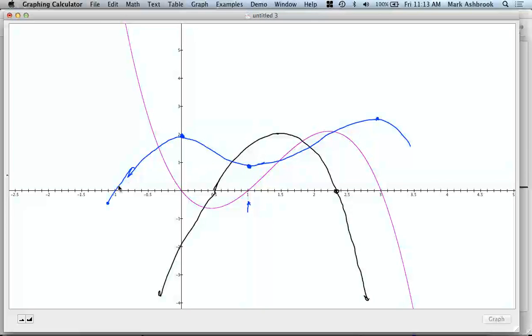And so, how'd you guys do? Questions? Does it make sense? So the blue is the accumulation if the pink was the rate of change. And the black is the rate of change if the pink was the accumulation.